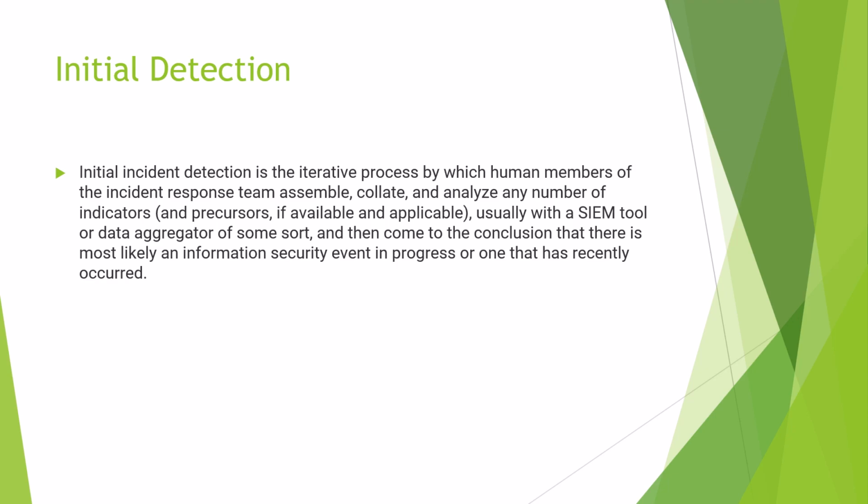This initial detection is correlated and analyzed by a number of indicators and sometimes precursors. Usually, there's also a data aggregator of some sort that helps get you to that conclusion if something is happening. What we do is we find the hypothesis, we test the hypothesis against the indicators, and we see if there is something to be alarmed about. Ongoing analysis will gather more details, and you may have to rinse and repeat a few times to see if there's actually an attack.